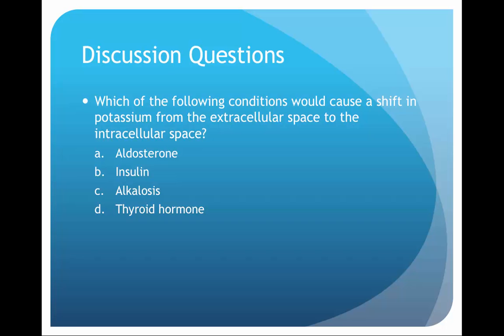Which of the following conditions would cause a shift of potassium from the extracellular space to the intracellular space? Aldosterone, insulin, alkalosis, or thyroid hormone? And the answer to this is insulin, and as you recall, we can use this to our therapeutic advantage for patients that have hyperkalemia.